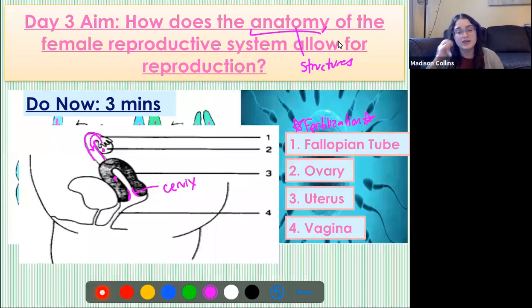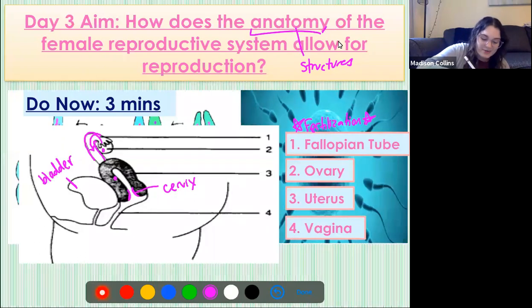Now, yesterday, we also pointed out this structure right here. Remember I said that it is very, very close to the uterus, which means that when a baby is developing, it's going to exert a lot of pressure onto this structure, which is why pregnant women often have to use the bathroom a lot. And that is because this structure right here is known as the bladder, which means that this structure right here is going to be the urethra, where that urine leaves the body. But you guys did not have to write those 2 down. That is just me making some connections to what we said yesterday.